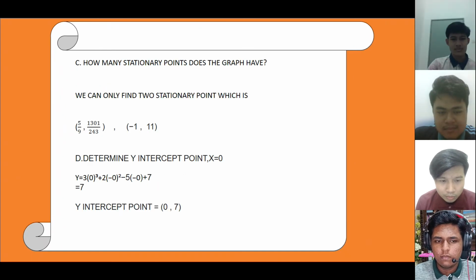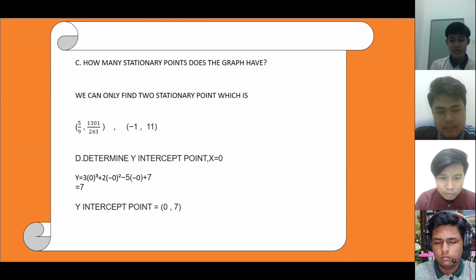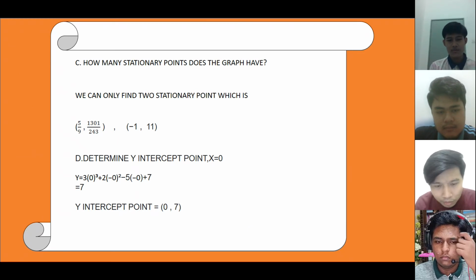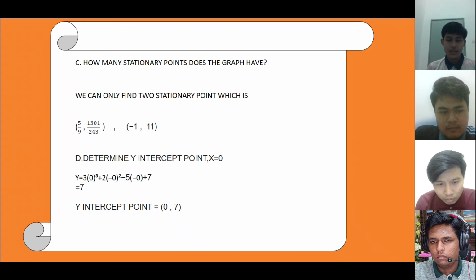Okay. The stationary points that the graph has are 2. So there are only 2 stationary points. For point number 1, x is 5 over 9 and y is 1301 over 243. For the stationary point number 2, x is negative 1 and y is 11.